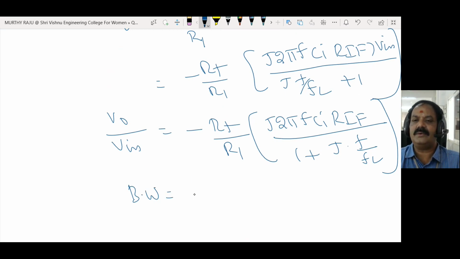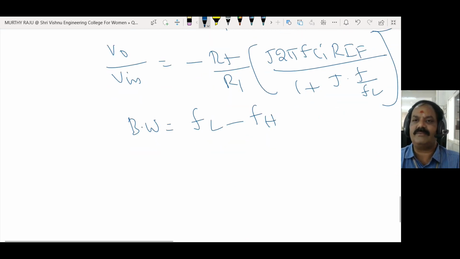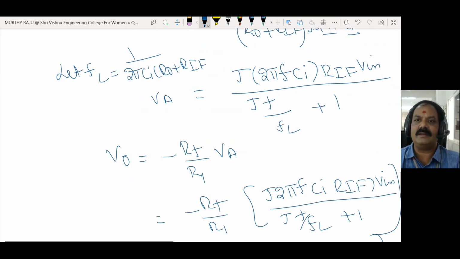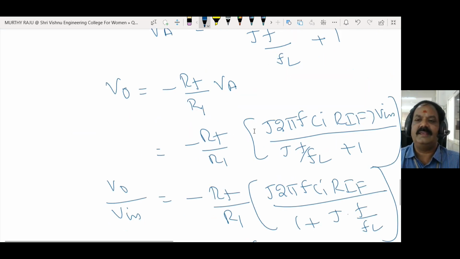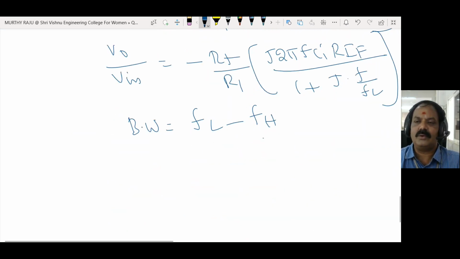The bandwidth is equal to FH minus FL. The FL value depends on the coupling capacitor value CA. FH depends on the gain of the op-amp. This is the bandwidth of the amplifier. This is the gain with feedback, that is AF.